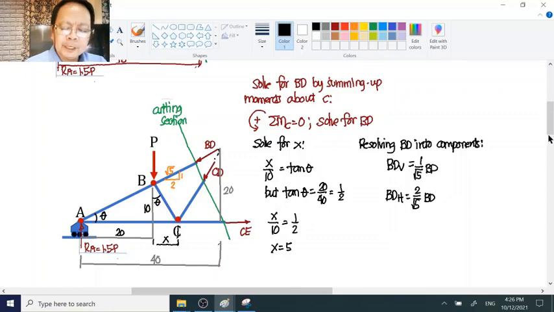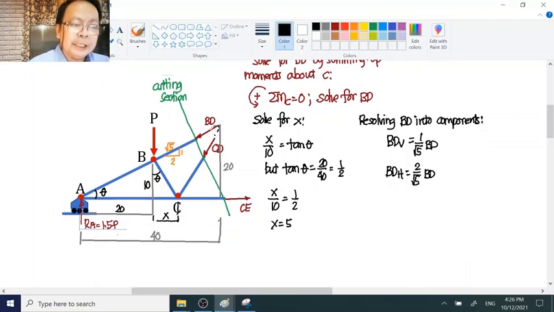After that, we can resolve this BD. When we resolve it, it is better to choose a point such that our computation for the moment at C will be simplified, meaning one of its components will have no moment. Looking at its path, it would be good to resolve BD at point A. There, the horizontal component will just pass through C and have no moment, while the vertical component will have a moment arm of 20 plus x, which is 25.